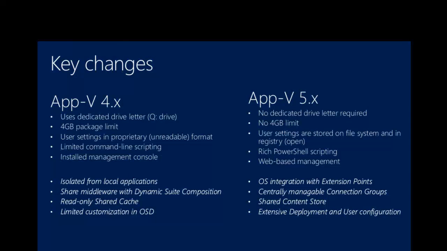But the bottom ones, I think, are the most interesting because they extend the product even further compared to AppV4.6. We have extension points now, which can integrate more tightly into the operating system. We have connection groups as a follow-up of dynamic suiting, where we can centrally manage inter-application communication. We have a shared content store specifically for hosted desktop environments. And we have deployment and user configuration, which are comparable to the earlier OSD implementation. But before I dive into that, let me quickly show you how the AppV client works and how it handles virtual applications.